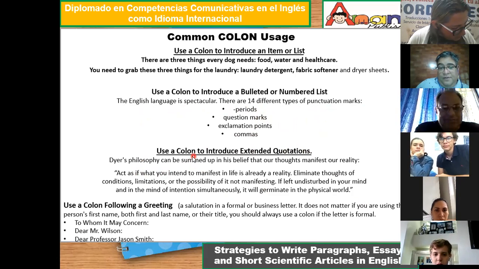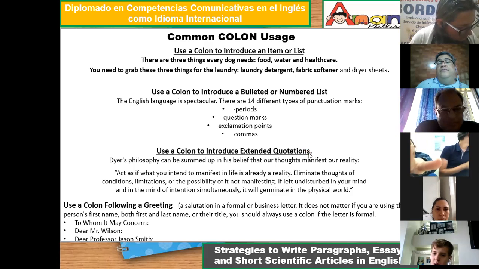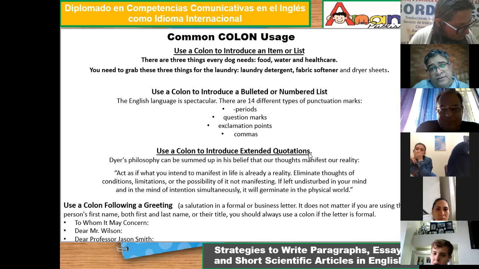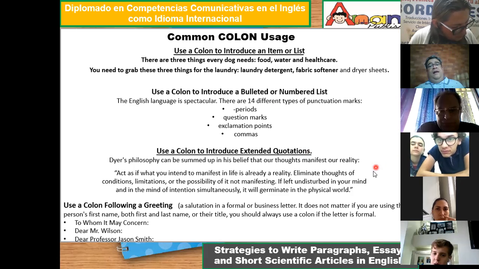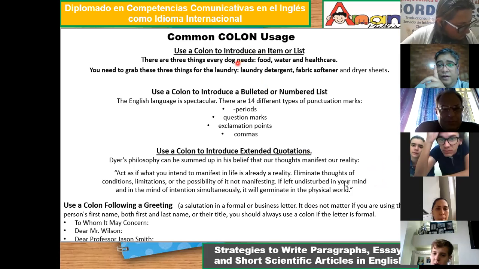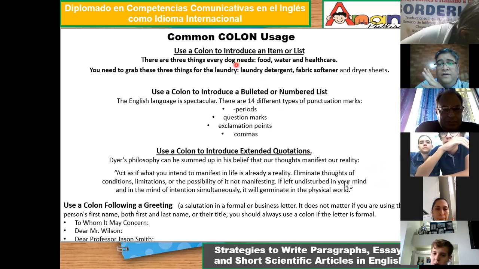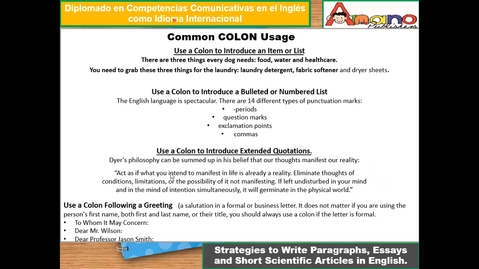Use a colon to introduce extended quotations. Cuando hablamos de extended quotations y los que han hecho trabajos de investigación, ustedes utilizan los dos puntos para referirse a una cita que tiene 40 o más palabras. ¿Sí? Remember? Los que han hecho trabajos de tesis de grado, trabajos de investigación o ensayos, y han hecho referencia a alguien que dijo algo, entonces, well, you introduced it, okay?